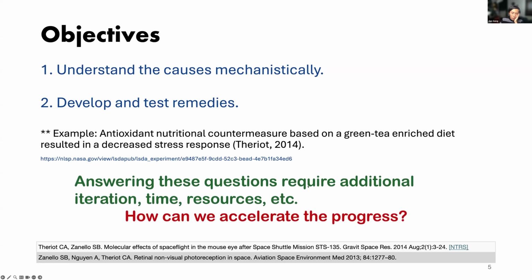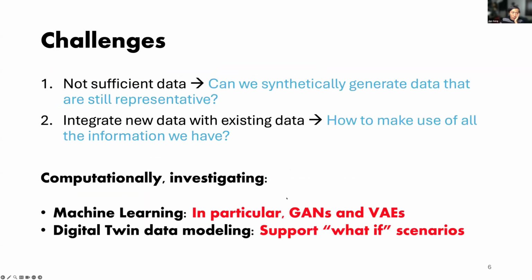And so to answer this question, we really have to think through how we can accelerate the progress in these kinds of studies. The challenge is really not sufficient data. So can we synthetically generate data? Another one is, how do you integrate new data with existing data? How do you make use of all the information we have?